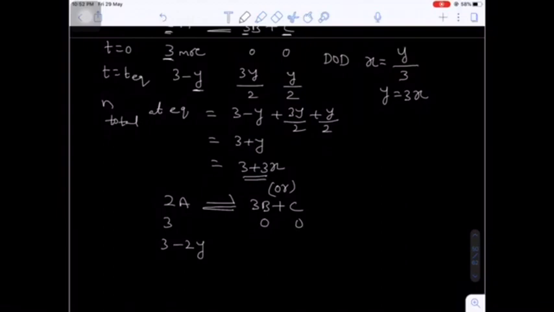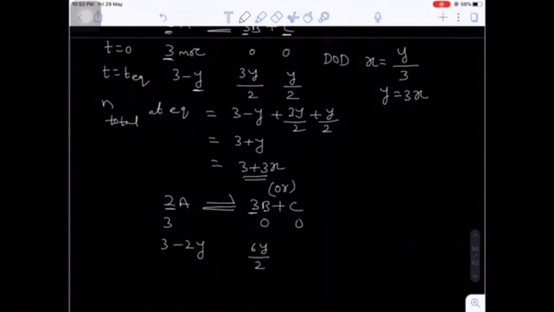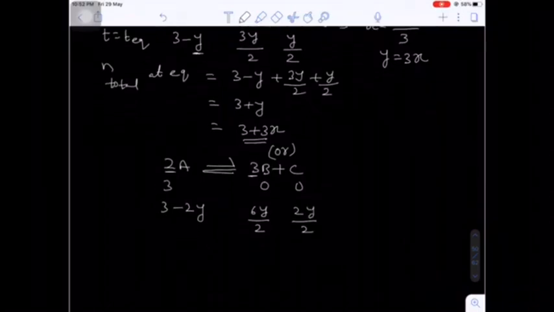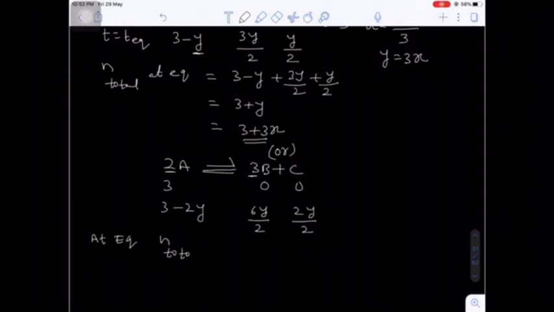Now, 2 moles of A will give 3 moles of B, then 2Y moles will give 6Y by 2 moles of B. Now 2 moles of A give 1 mole of C. 2Y moles of A will give how many moles of C? 2Y by 2 moles of C. Are you getting my point? Again, at equilibrium, the total number of moles.